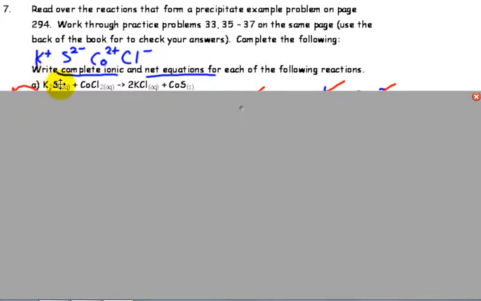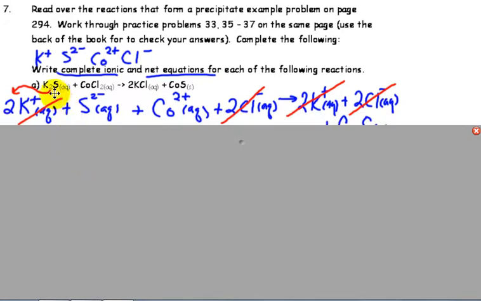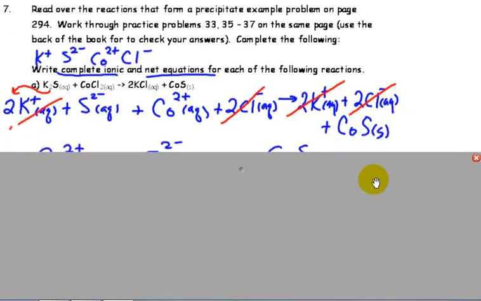So potassium is K+, sulfide is 2-, so that's why we need 2 potassiums for every one sulfide. Chloride is -1, and since I need 2 chlorides for 1 cobalt, that tells me automatically that it's cobalt(II) that I'm looking at here. Okay, so my 2 K+, my 1 S2-, my 1 Co2+, my 2 Cl-, so those make up the reactants there, all (aq), all in aqueous form. And 2 K+ and 2 Cl- here, and my precipitate, cobalt(II) sulfide.